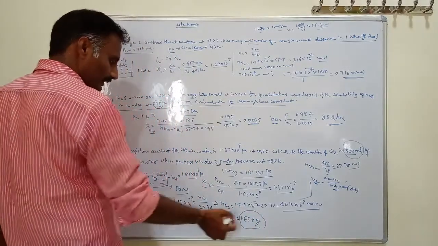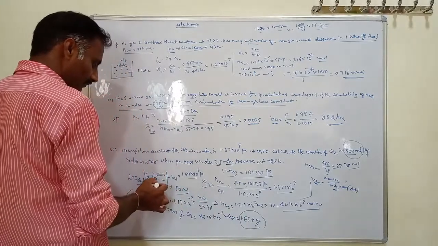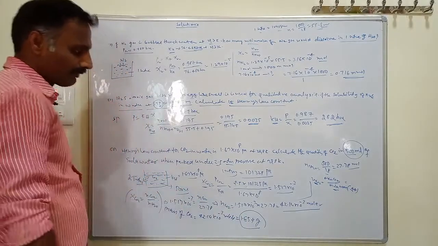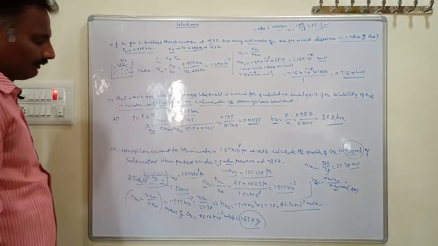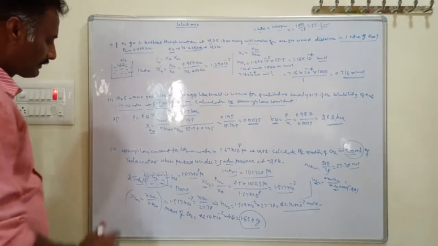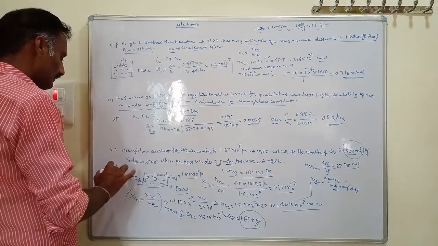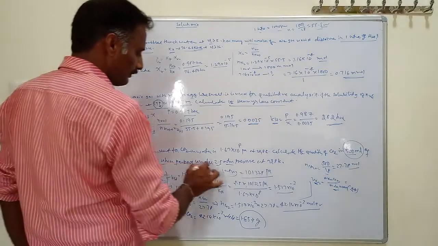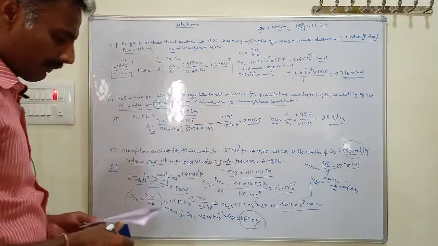1.854 grams. This much amount of CO2 is present in 500 ml of water. We are solving problems based on Henry's law. These are some of the problems based on Henry's law.